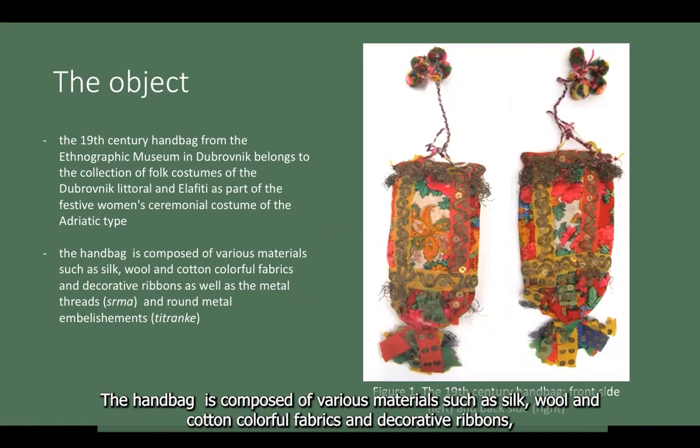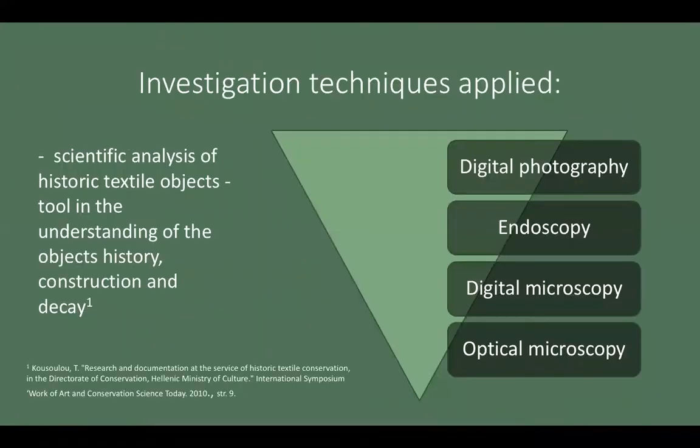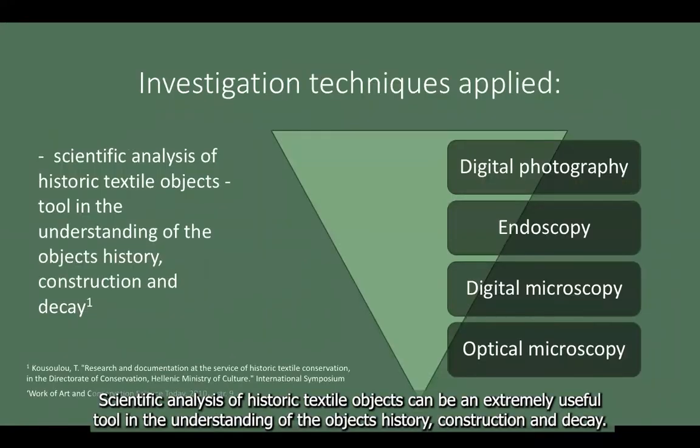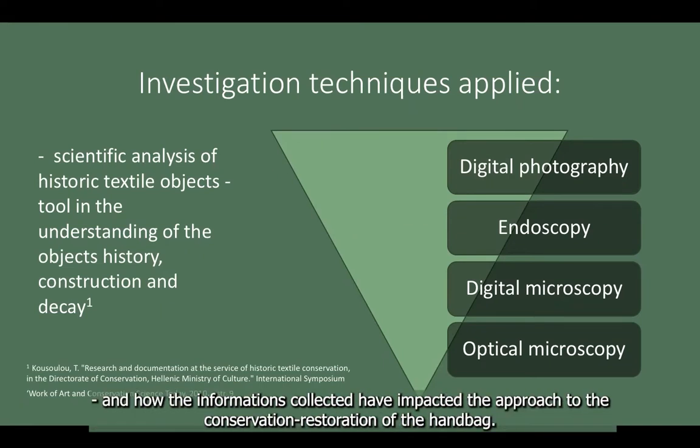The handbag is composed of various materials such as silk, wool, and cotton, colorful fabrics, and decorative ribbons, as well as metal threads and round metal embellishments. Scientific analysis of historic textile objects can be an extremely useful tool in the understanding of the object's history, construction, and decay. This presentation will show what analytical methods have been used and how the information collected has impacted the approach to the conservation restoration of the handbag.